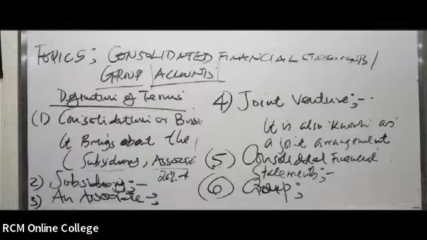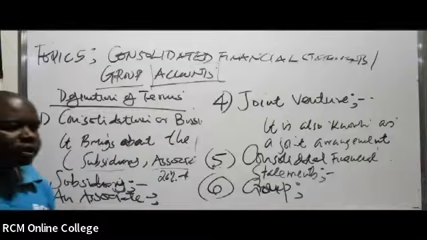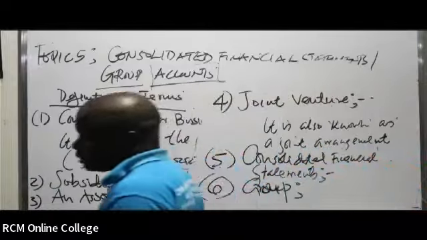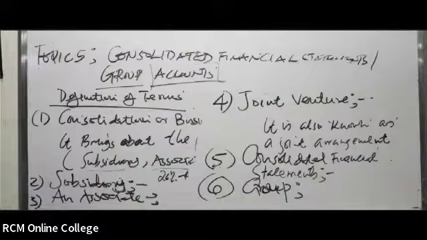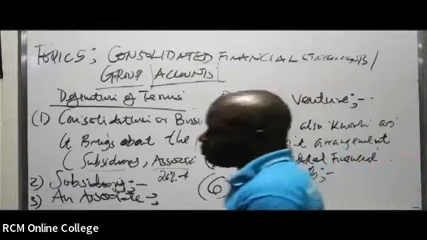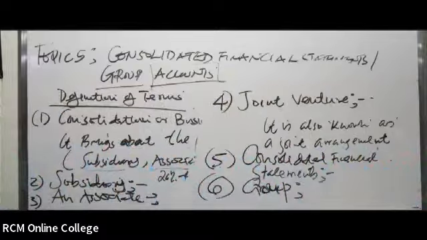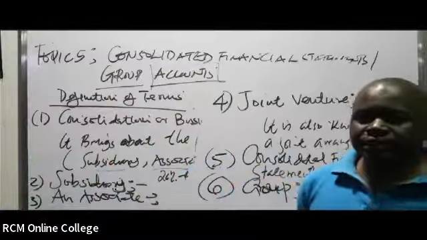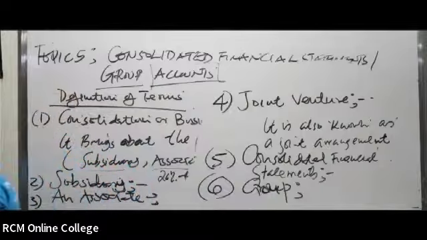So how will you know the parent company? It is the one that has acquired 50%. In all situations, the one that has acquired in the other one is what we call the parent company. If it is a subsidiary, it is controlling the affairs of the subsidiary. If it is an associate, then it has acquired between 20 to 49%. If a joint venture, it has acquired 50%. The one that has acquired 50% is the parent.